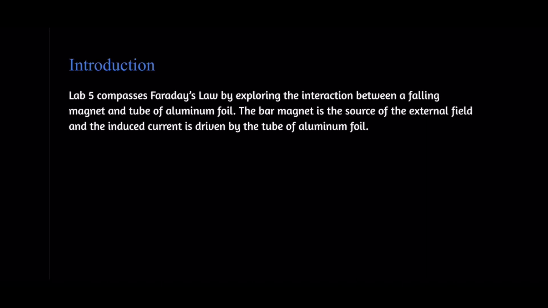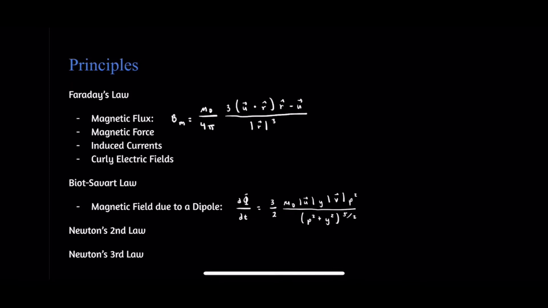The bar magnet is the source of the external field and the induced current is driven by the tube of aluminum foil. The principles used throughout the lab are Faraday's law of magnetic flux, magnetic force, induced currents, and Coulomb electric fields, Biot-Savart's law of magnetic field due to a dipole, Newton's second law, and Newton's third law.